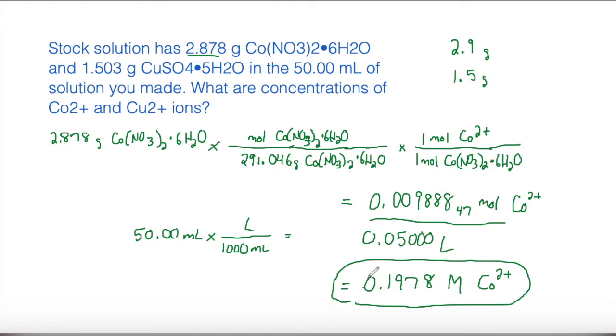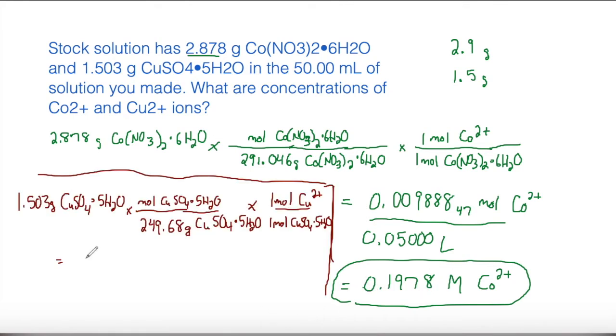It's close to the 0.20 that we were going for. Actually, if we round it to 2 significant digits, it would be 0.20, but this is a little bit more precise. We have the 4 significant digits here. All right, so for our copper 2 sulfate pentahydrate, we used 1.503 grams, so we can calculate the molarity with 4 significant digits for that as well.